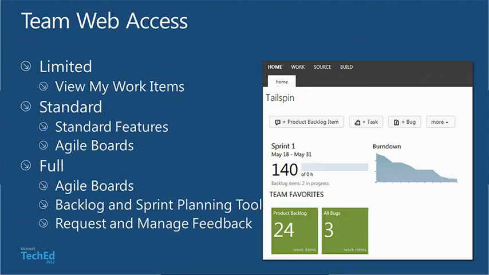So we have our 3 levels, and we'll show what I can do for each one. My limited access is view what I've done. This is free. Standard access is I can see the agile boards and the standard features, and I'll show you those. And this is I have a CAL. Full access is I have a test professional license or a premium license, and then I get these additional features. And you have to manage this. This is really the only reason I'm calling it out, is because the tool doesn't manage this for you. Your company has to manage who's allowed to see these things.